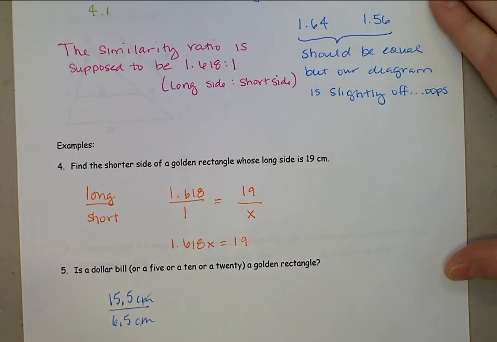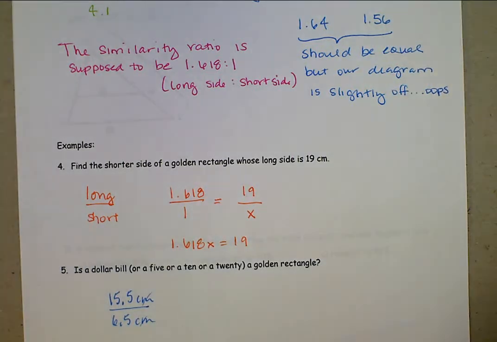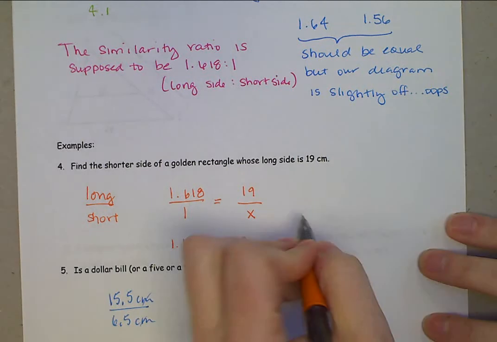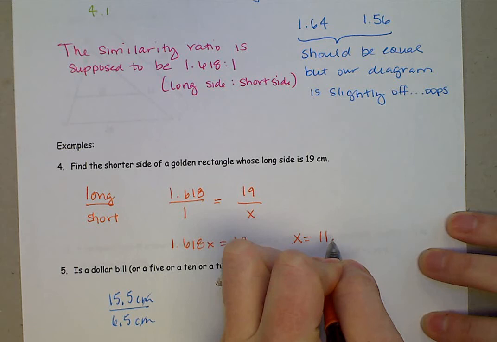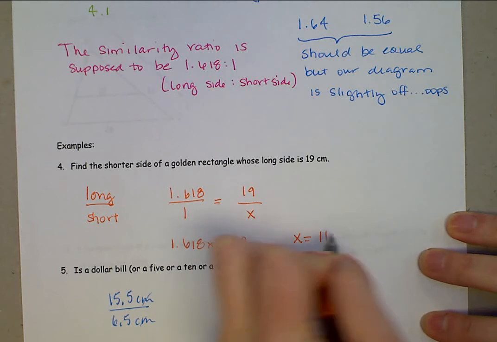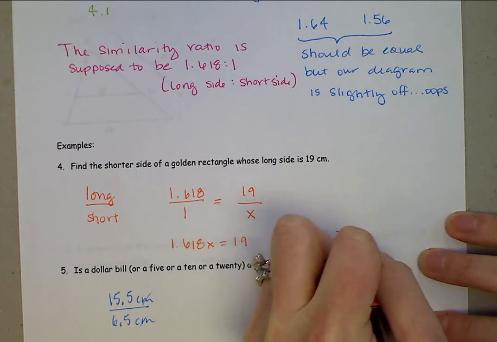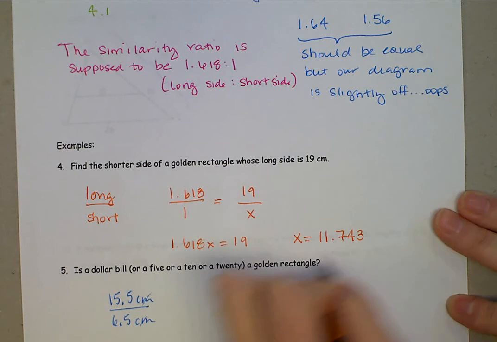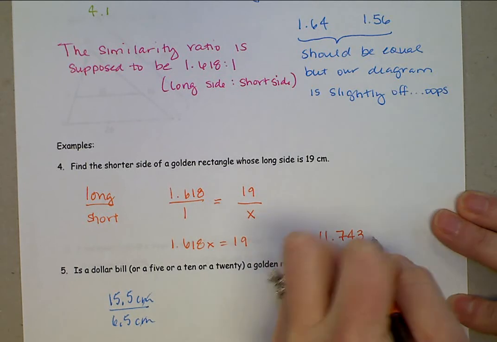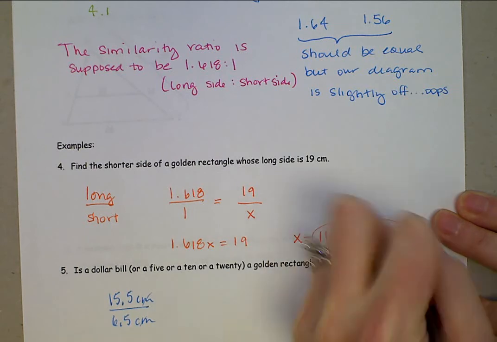Doing a little division on your calculators, divide 19 by 1.618. You get x to be 11 point, oh, it's a long one. Let's round to 3 decimal places, so 11.743. So your shorter side is 11.743 centimeters. Okay?